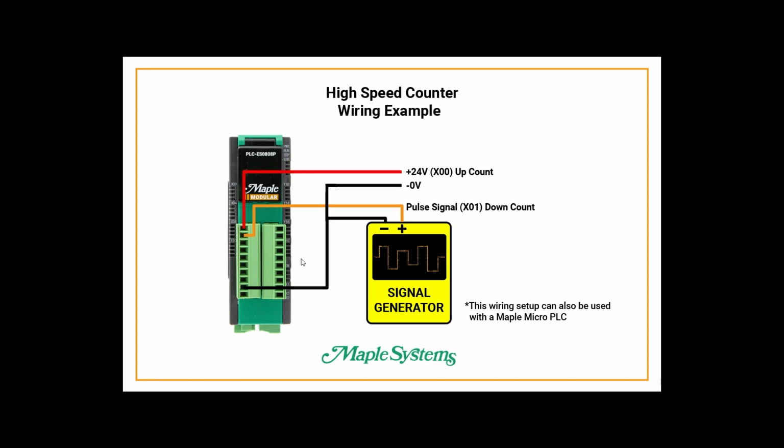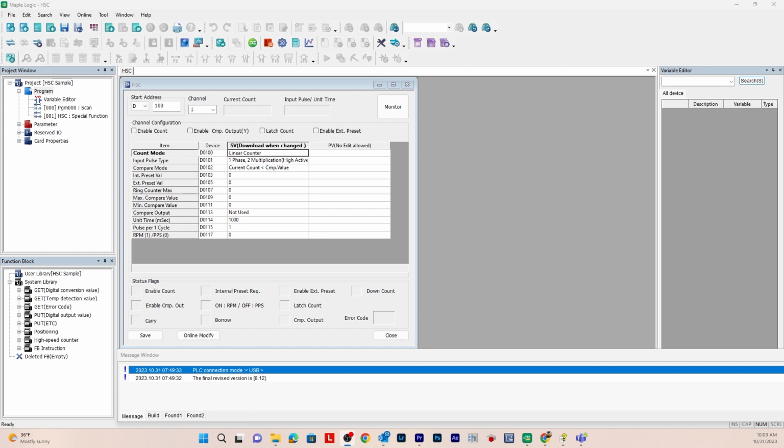This diagram can also be found on the How to Program a High-Speed Counter tutorial page on the Maple Systems website. The Maple PLCs, both the Maple Modular and Maple Micro, have two built-in high-speed channels and allow up to a counting speed of 20 kilohertz.